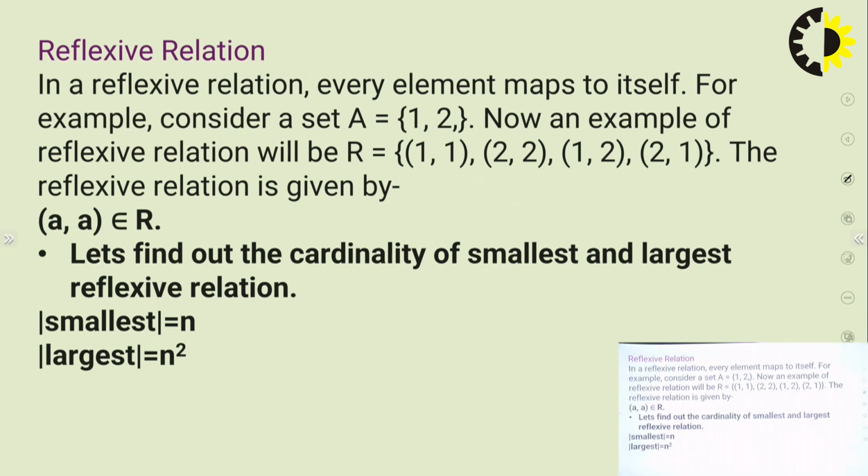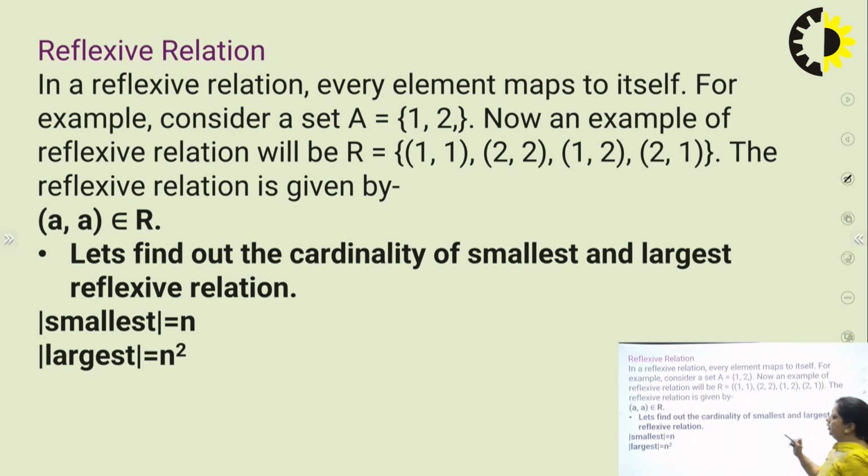Now let's talk about a reflexive relation. A reflexive relation is any relation which always has the diagonal elements, and other than the diagonal elements it can have anything. The only necessary condition for a relation to be reflexive is that it should have the diagonal elements, or the elements which are of the form A comma A.